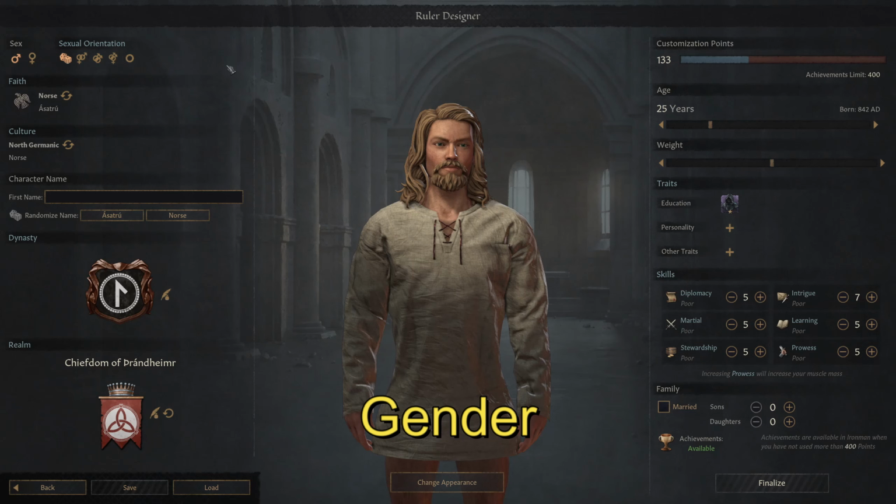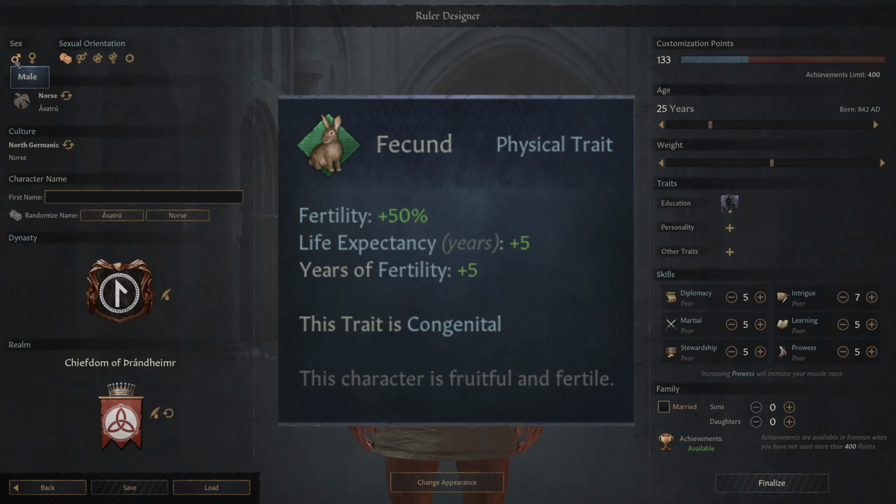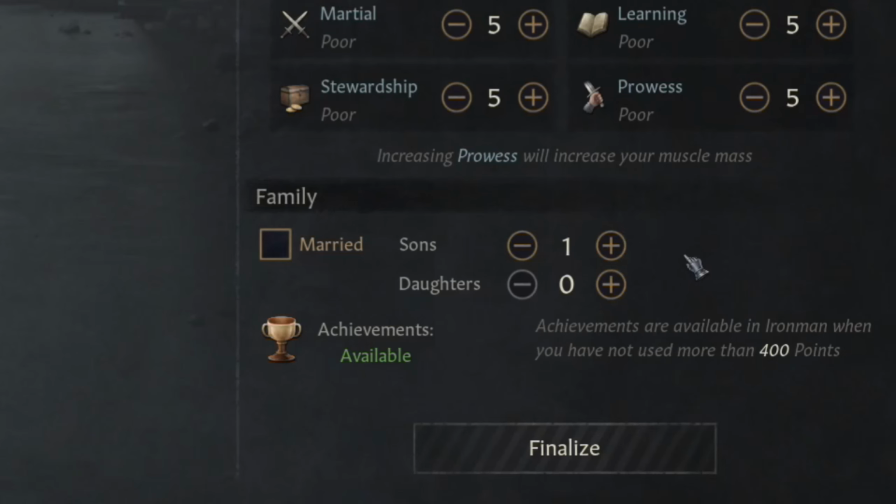At the top left here, we can pick our gender and our sexuality. In default settings, a male ruler has the advantage. Men are fertile their entire lifetime, so you can delay having kids and/or be able to have kids if you play as an older character, versus females are only fertile until 45 by default, or 50 with fecund, meaning you need to start with an heir as an older female.